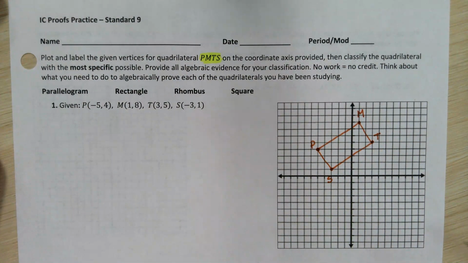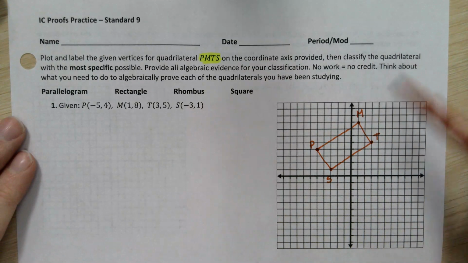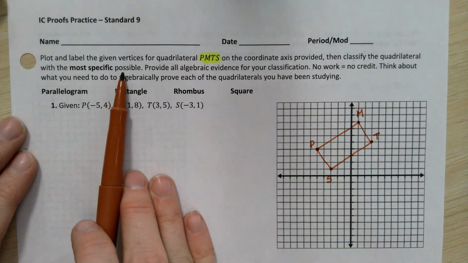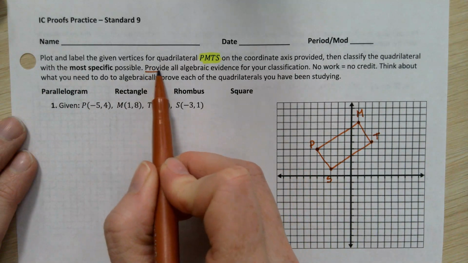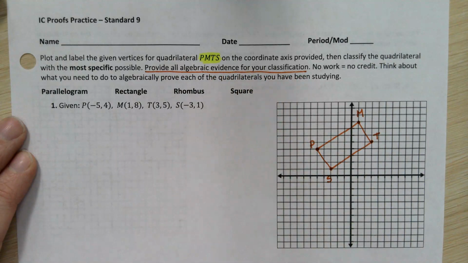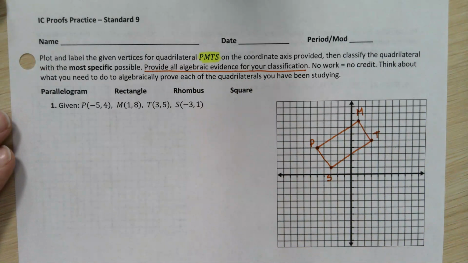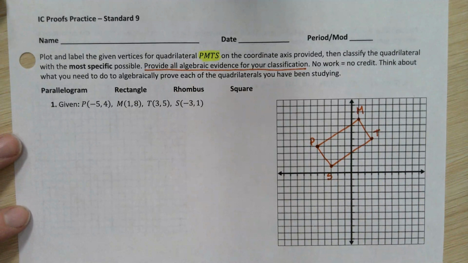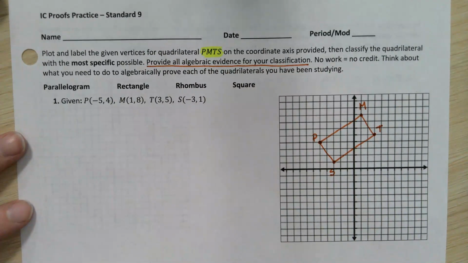Now you can look at that shape and you can say, I think that looks like a rectangle. But the idea is that we're classifying the quadrilateral with the most specific name possible, and this is the key, providing all algebraic evidence for your classification. So that means we include details about both what the shape is and how we know that algebraically, but also what the shape is not and how we know that algebraically.